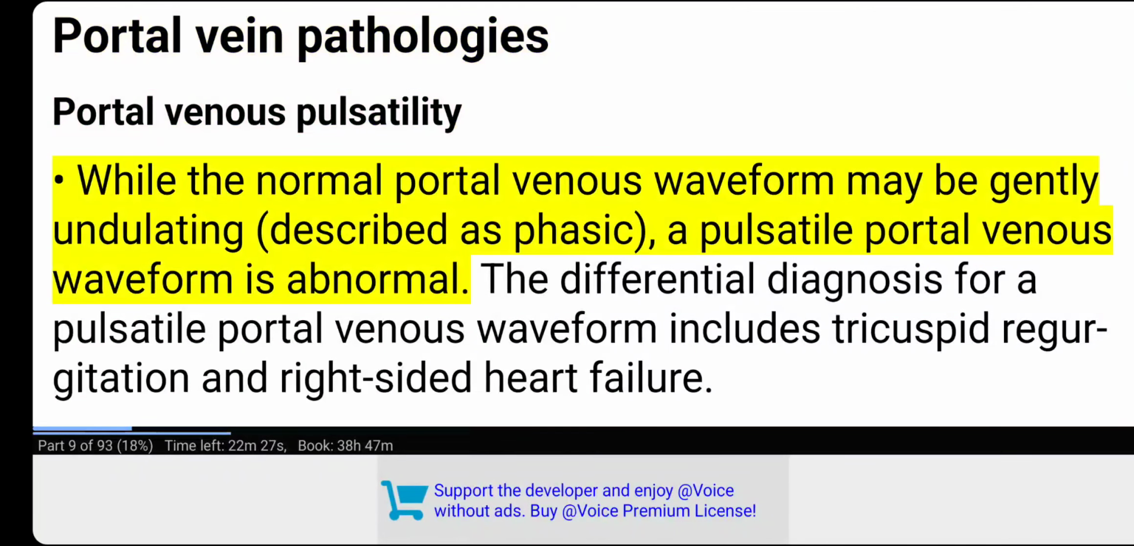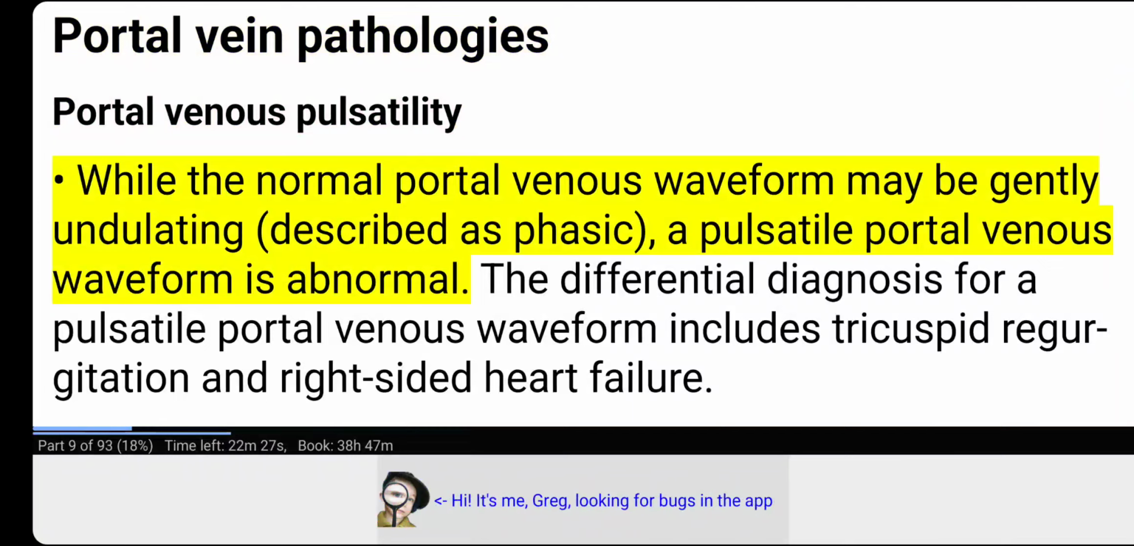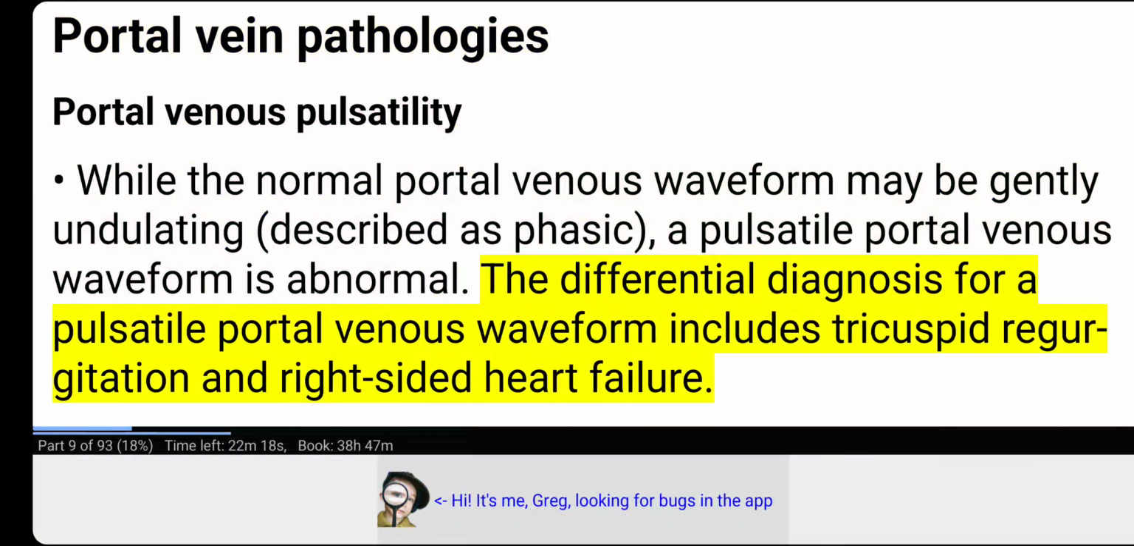Portal vein pathologies. Portal venous pulsatility. While the normal portal venous waveform may be gently undulating, described as phasic, a pulsatile portal venous waveform is abnormal. The differential diagnosis for a pulsatile portal venous waveform includes tricuspid regurgitation and right-sided heart failure.